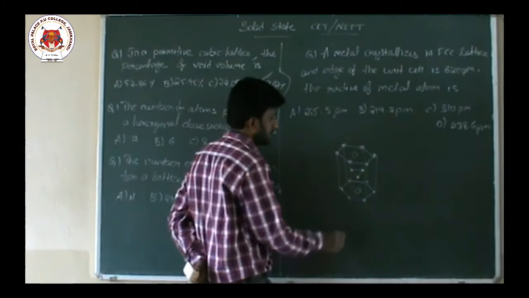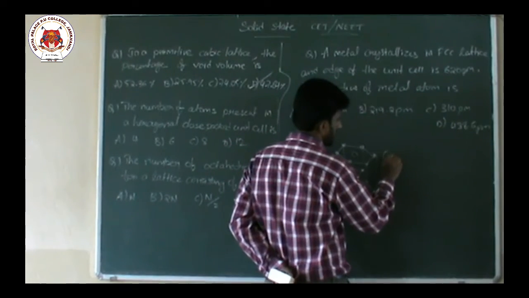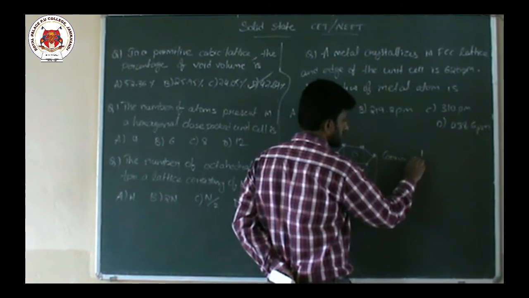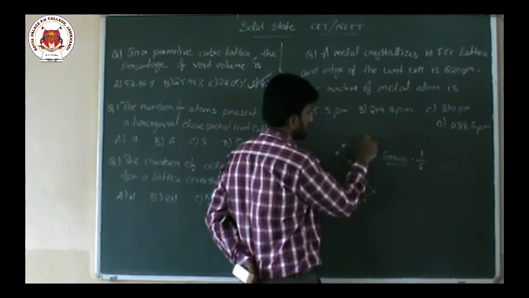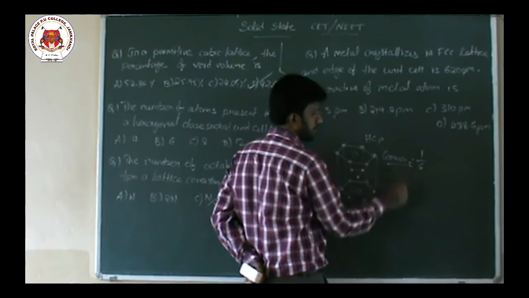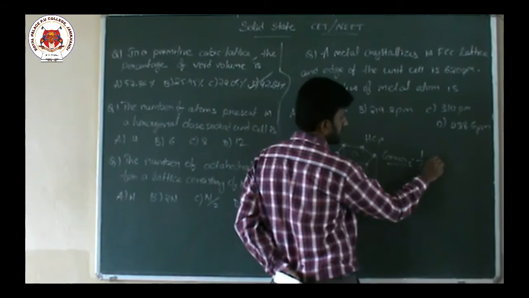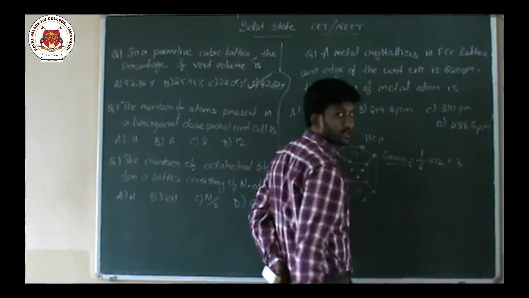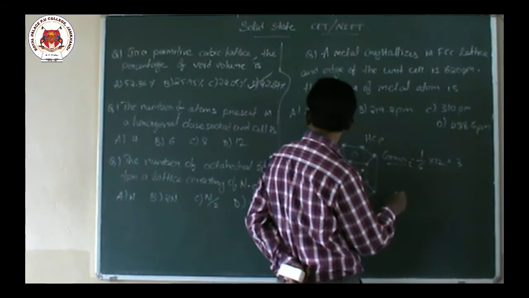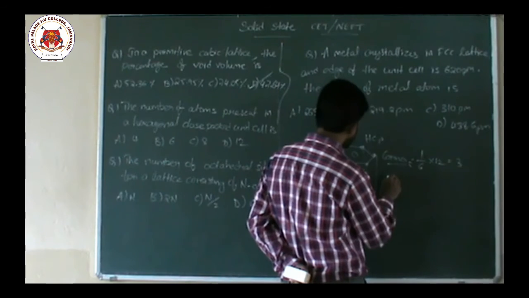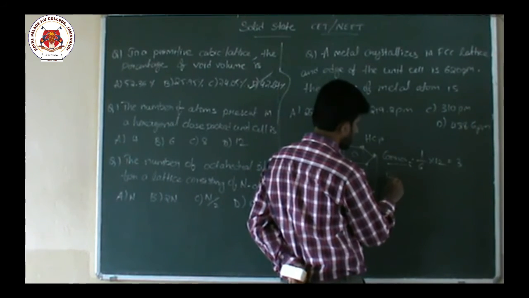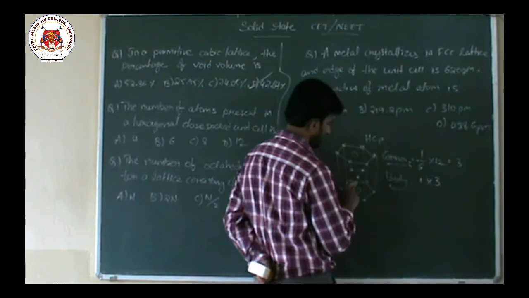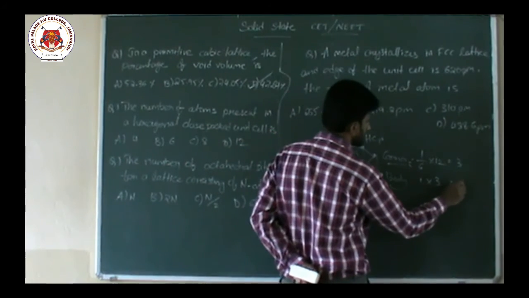So I said that the corner contribution for the hexagonal HCP lattice is 1 by 6. 1 by 6 into how many corners are there? There are 12 corners. Then coming to the body center, how many are there? 3 atoms are there. So 3 into 1, that is 3.